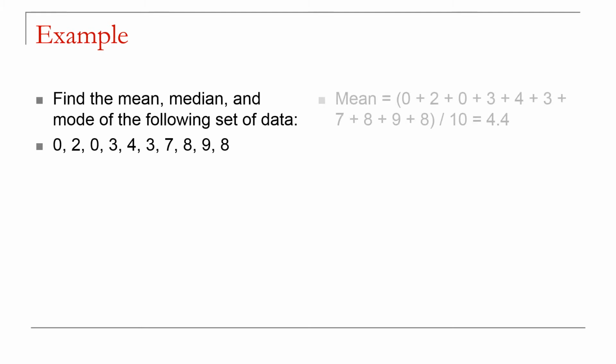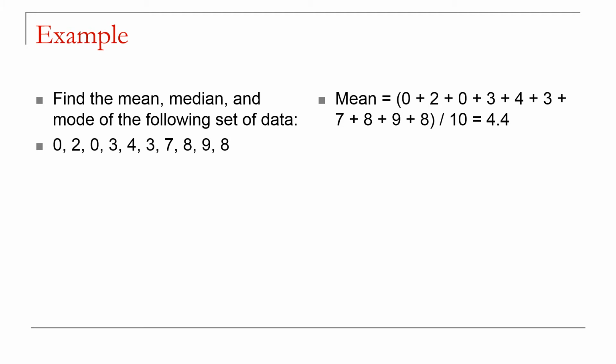So to find the mean, we want to take all of the scores. Again, it doesn't matter what order we add them up in, but we will add all of those scores. So 0 plus 2 plus 0 plus 3 plus 4 plus 3 plus 7 plus 8 plus 9 plus 8 gives me 44. I'll take that and divide it by 10, and that will give me a mean of 4.4.